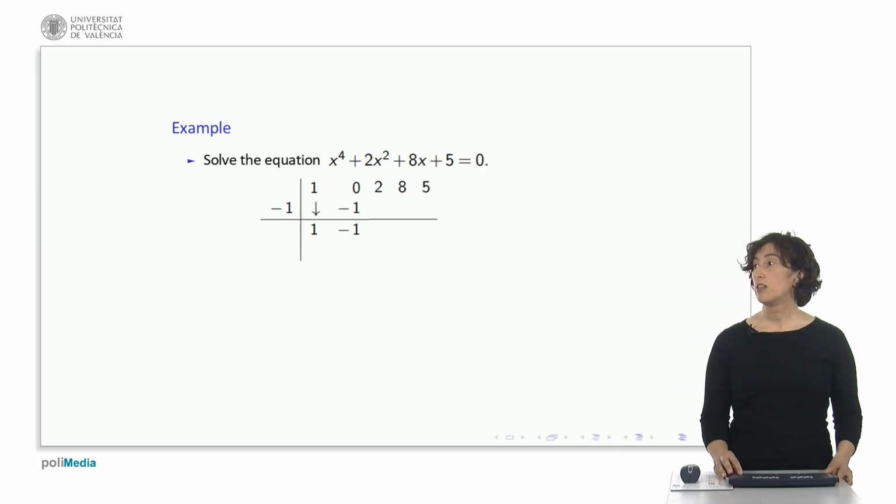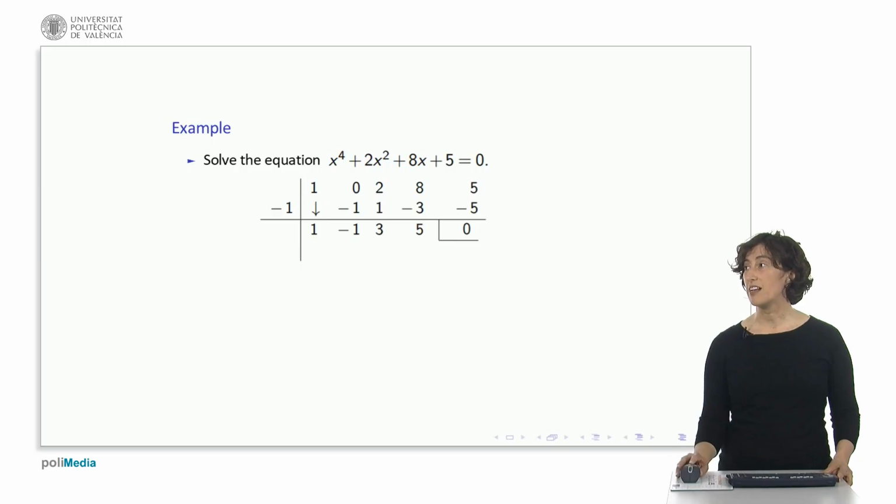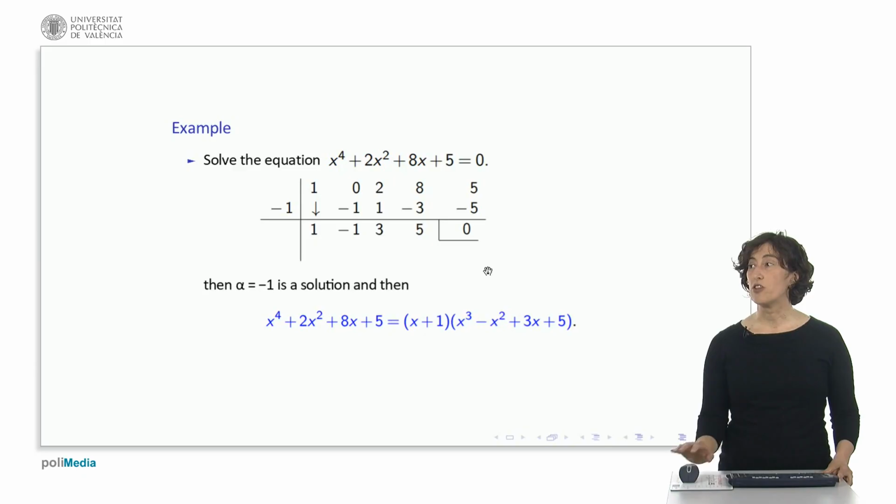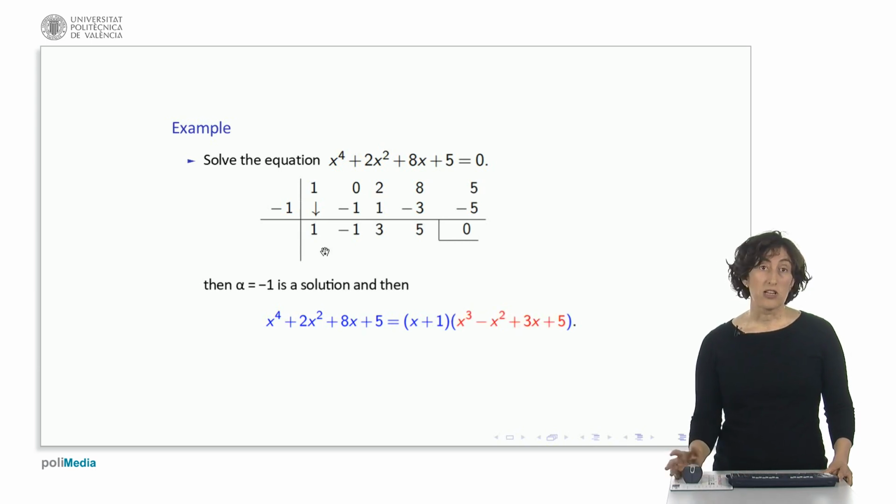We use it and get that by applying Ruffini's rule, the remainder, the r, goes to 0, thus we can say that alpha equal to minus 1 is a solution, and therefore this polynomial is written as x plus 1 times x cubed minus x squared plus 3x plus 5. Now we would have to calculate the roots of this degree 3 polynomial to continue finding roots of the degree 4 polynomial. We can try again with the minus 1 because it can be a double root.